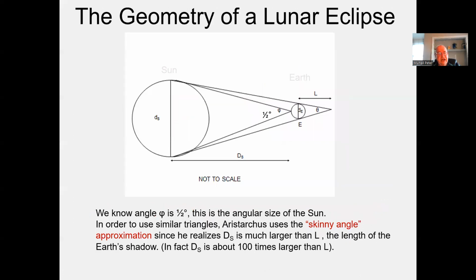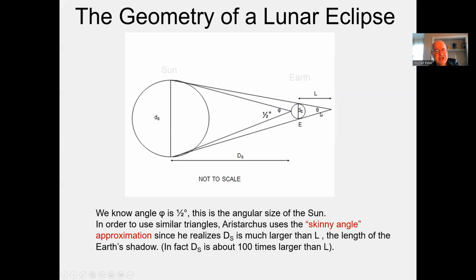And finally, we come to the last picture. I'm sorry, this is the next to last picture. Get our bearings here. Here is the sun and here is the Earth. We know that when we look from the Earth, we see the sun, it's a ½ degree in the sky. Again, this picture is ridiculously not to scale. Okay. And Aristarchus wants to know, how long is the shadow? What can we say about this shadow, which he's calling capital L?